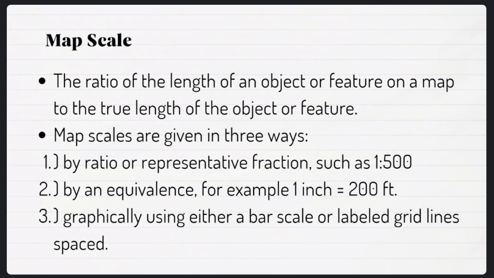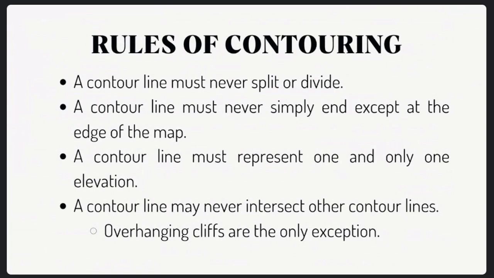Map scales are given in three ways. First, by ratio or representative fraction, such as 1 is to 500. Second, by an equivalence, for example, 1 inch is equal to 200 feet. Third, graphically using either a bar scale or labeled grid line spacing. On maps, contours represent the planimetric locations of the traces of level surfaces for different elevations.